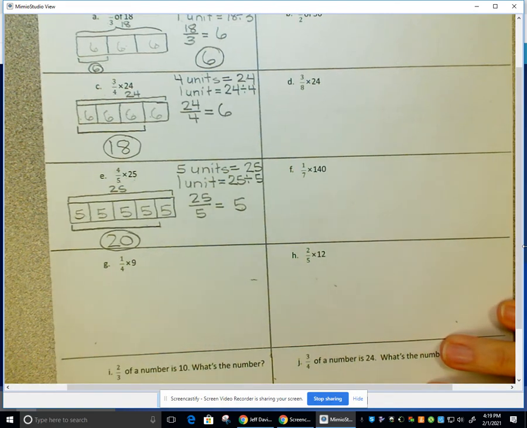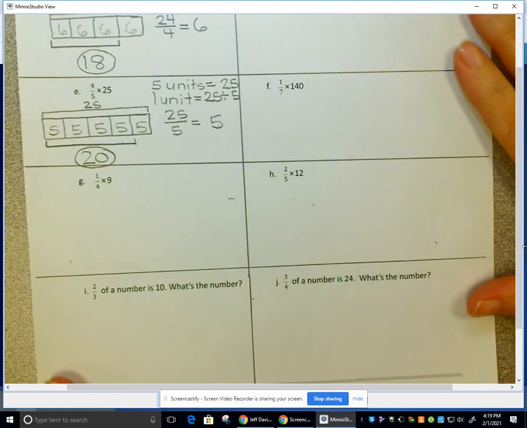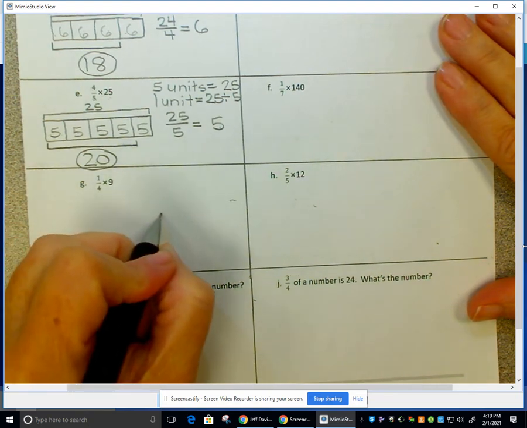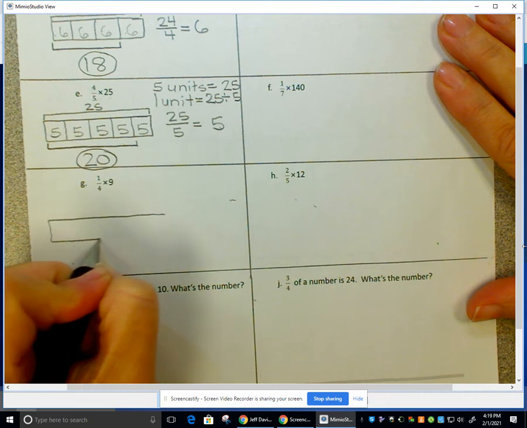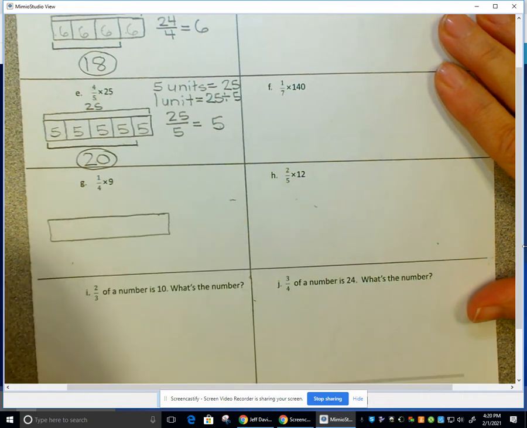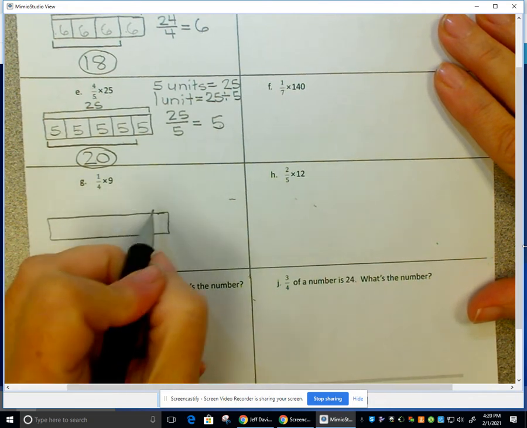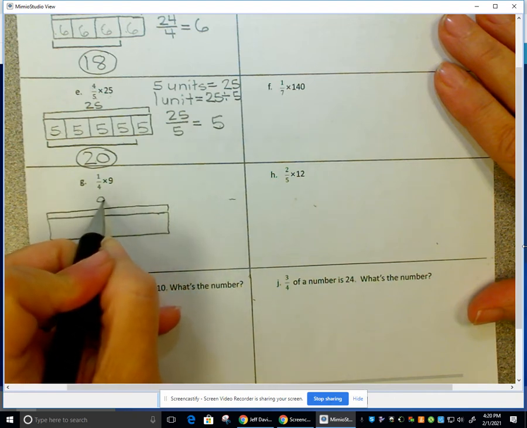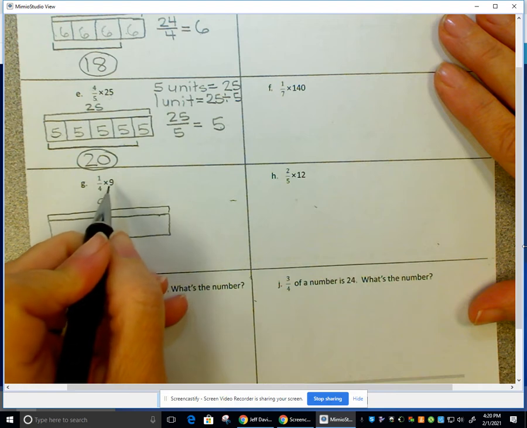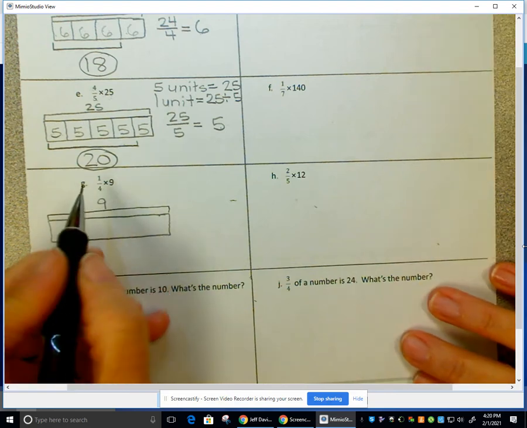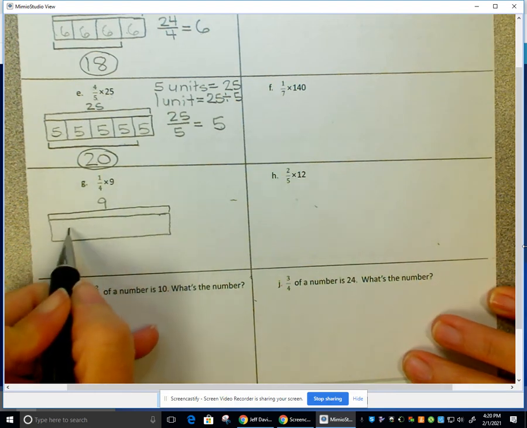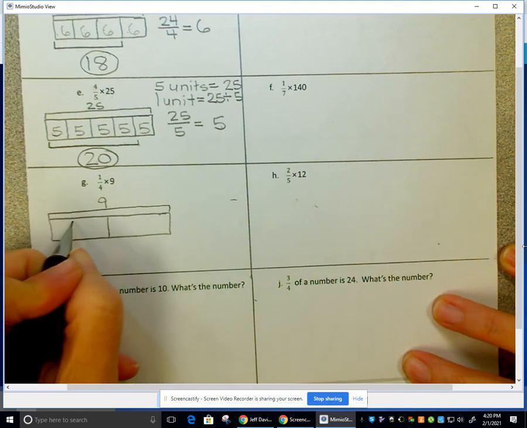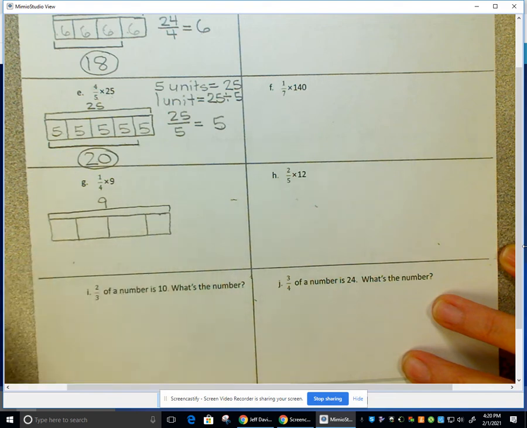All right, let's look at G. Let's draw our tape diagram. And we know the tape diagram altogether equals 9 because of the 9 holes there. And this 4 tells me that this is going to be in 4 parts. So I'll half it here and then half my halves. There's my 4 parts.